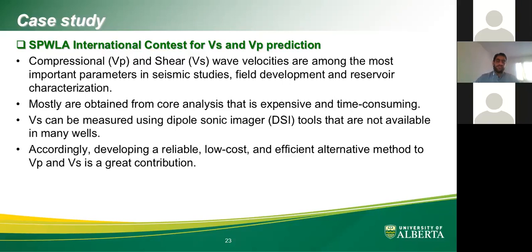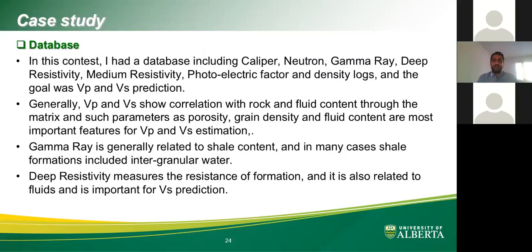In the contest, we had the database including caliper, neutron, gamma ray, resistivity, medium resistivity, photoelectric factor, and density log. And the goal was VP and VS prediction, okay?